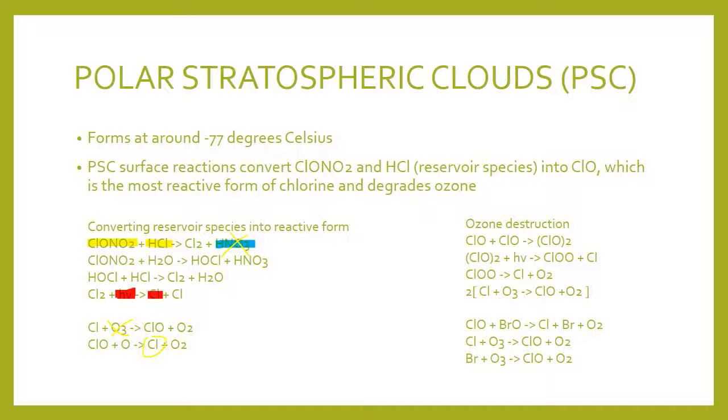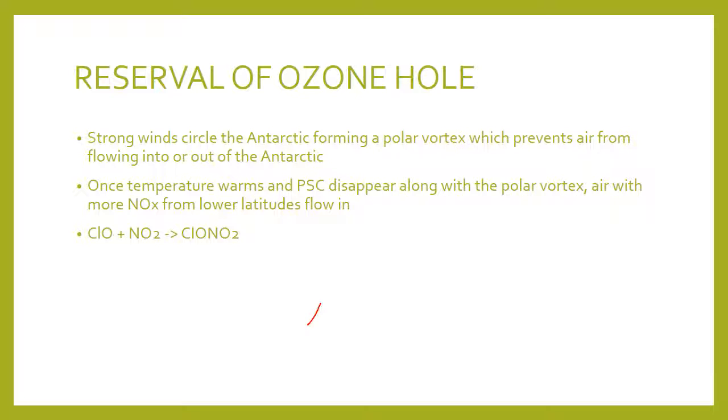And this ozone destruction can occur by several pathways. It can also involve bromine as well. So in the Antarctic, there are these strong winds that circle it called the polar vortex. These strong winds circling the Antarctic prevent air from the lower latitudes from entering the Antarctic.